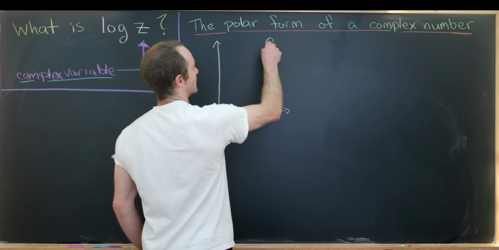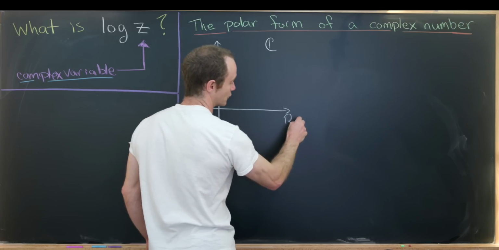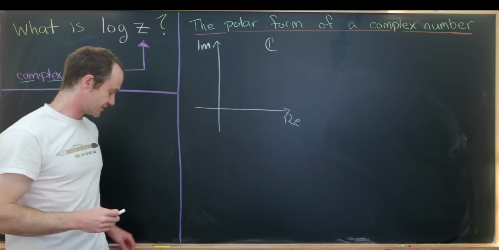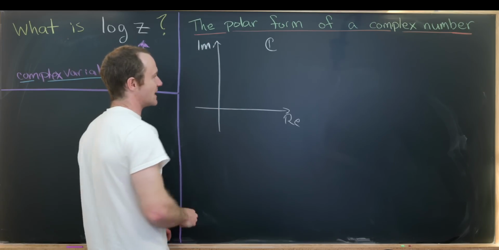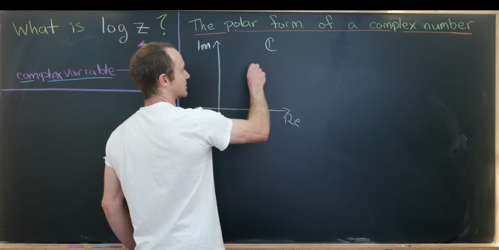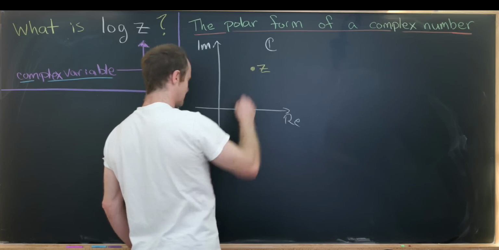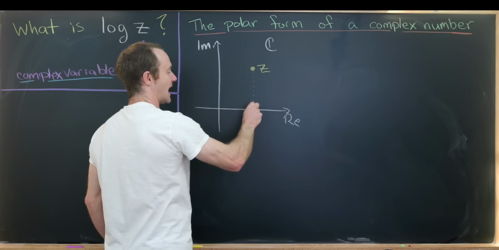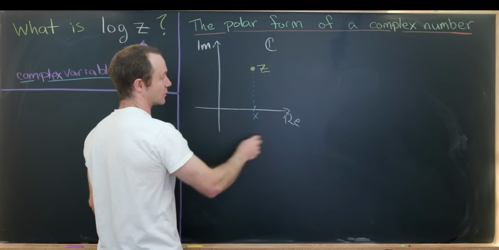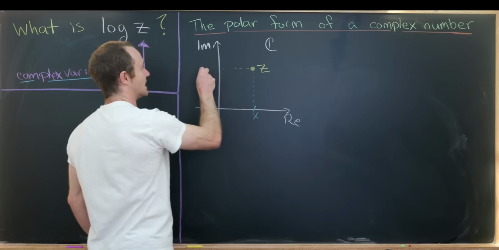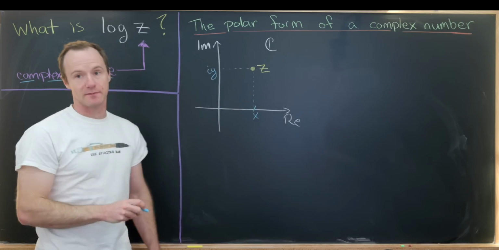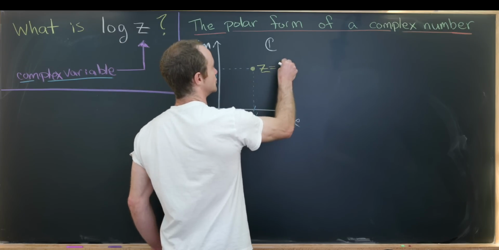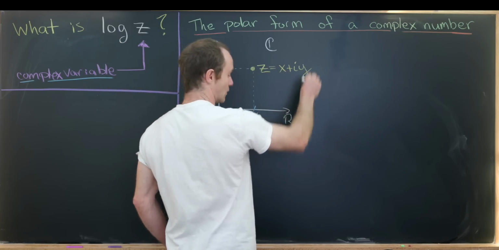So this is my complex plane here. This is the real axis in this direction, and this is the imaginary axis in this direction. What I mean by that is if I take any complex number, I'll call it z, I can write it in rectangular form as x along the real axis, and then i times y along the imaginary axis. So here we have z is equal to x plus iy.